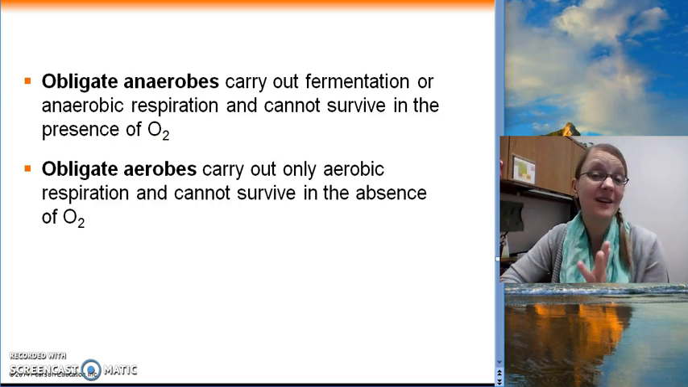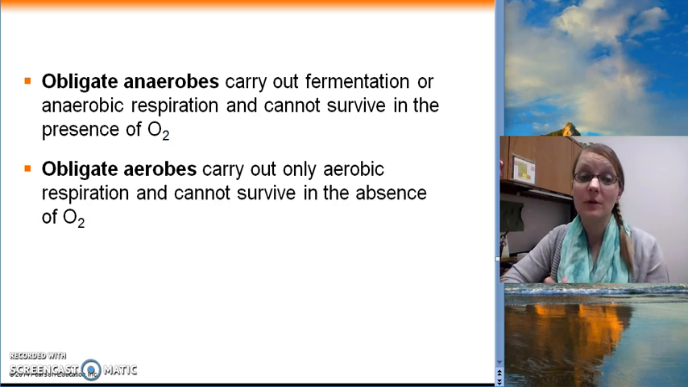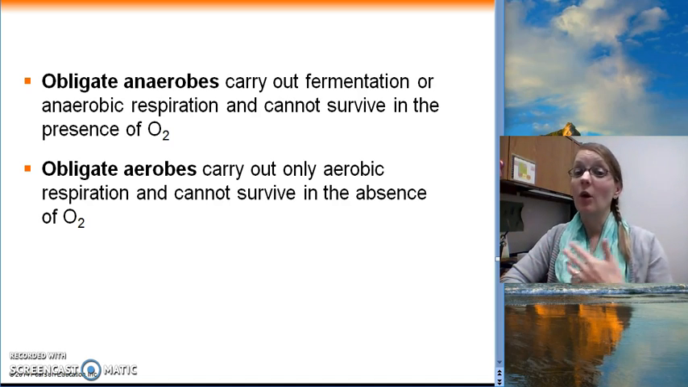Okay, so there are different kinds of cells. For example, those that are obligate anaerobes. These are going to either always carry out fermentation or anaerobic respiration, and these guys usually can't survive in the presence of oxygen. So they have to make their ATP either using anaerobic respiration or fermentation without using oxygen. There are also those cells that are obligate aerobes, or they can only do aerobic respiration. They don't have any other options.